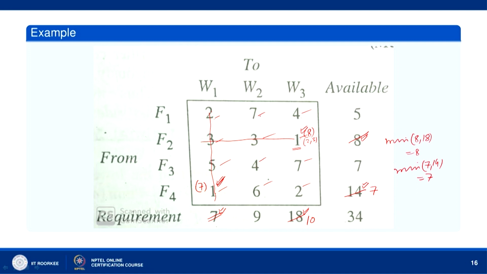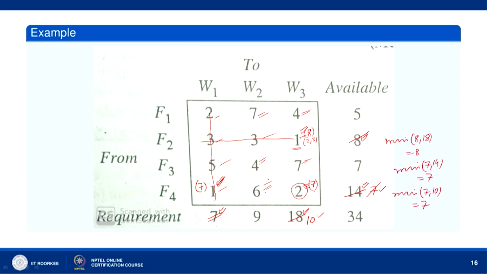Now, what is left with us? 7 4, 4 7 and 6 2. Okay. So, which is minimum? 7 4, 4 7, 6 2. Least cost is 2. Now we have to take the minimum of 7 and 10. The minimum of 7 and 10 is 7. So, we allocate 7 here. So, 7 has gone now.